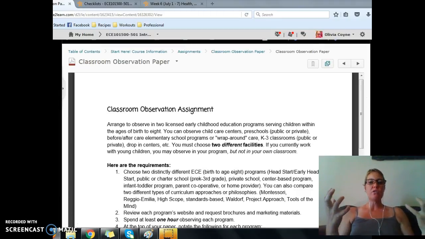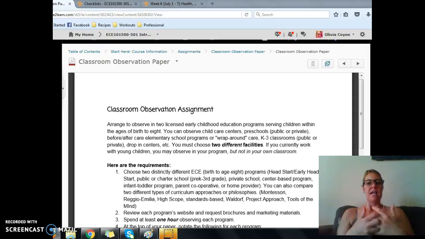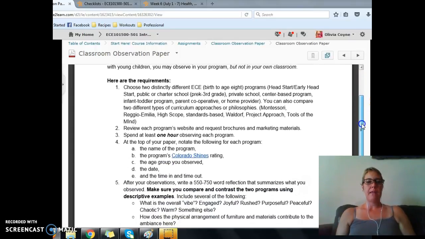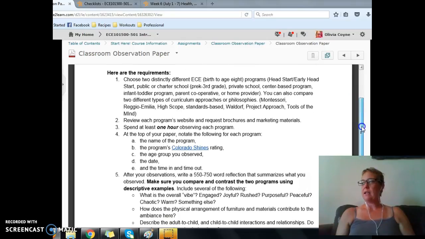So you observed 2 different classrooms, and you're going to compare and contrast these. And I know some of you had a hard time getting very different schools because some places are closed over the summer. So do your best to compare and contrast based on what you saw.